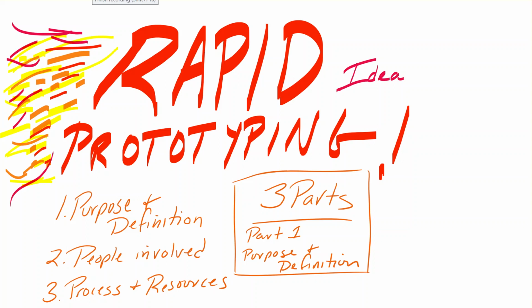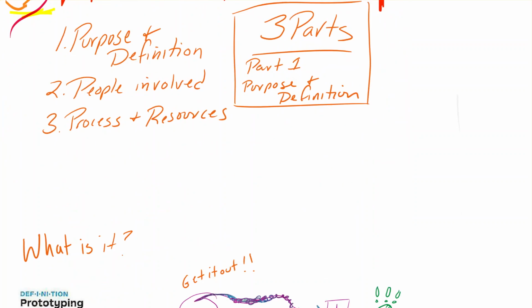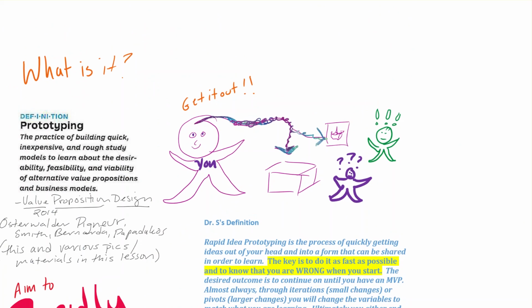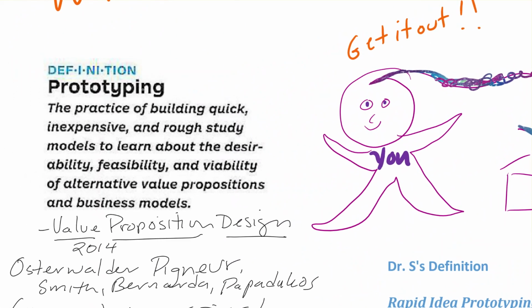This lesson we're going to talk about rapid idea prototyping, and we're actually going to have 3 different videos on this. So let's jump into the first one. First of all, let's figure out what this whole thing is. This is taken from the Value Proposition Design book by Osterwalder and his group. They say it's the practice of building quick, inexpensive, and rough study models to learn about desirability, feasibility, and viability of alternative value propositions and business models.